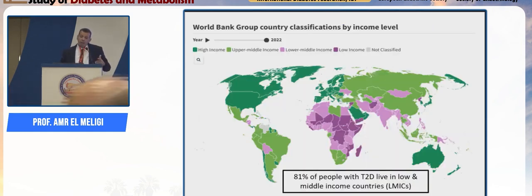This is the classification of the World Bank Group according to the level of the economic state of the country. As you see, the dark green countries, America, Canada, Australia, Gulf area, Japan, few areas in the world are high-income countries. Most of the countries are either low-income countries or middle-income countries. Africa has the largest number of low-income countries.